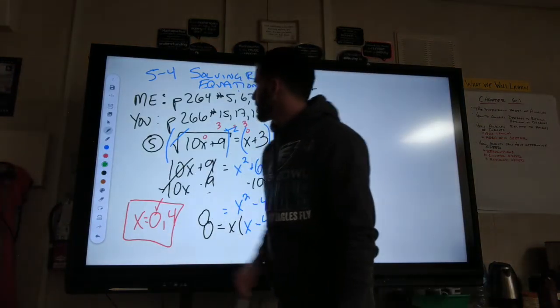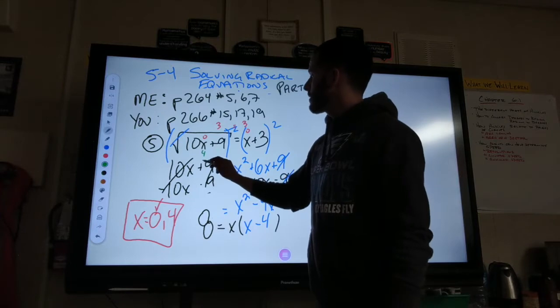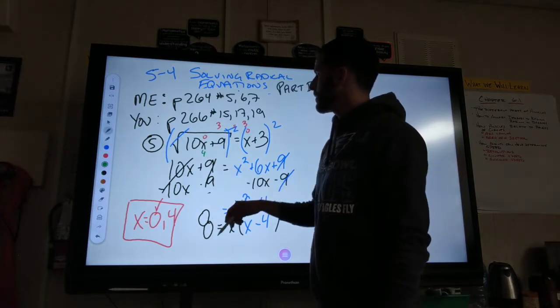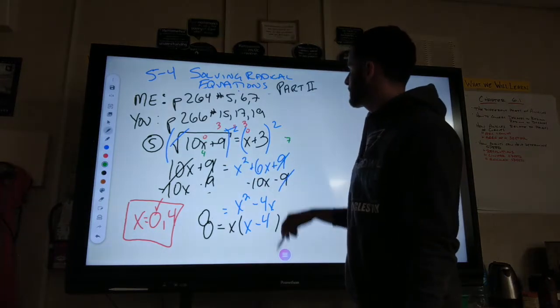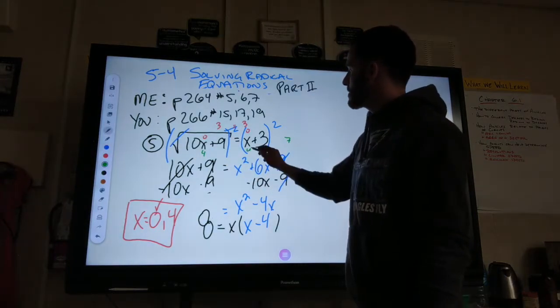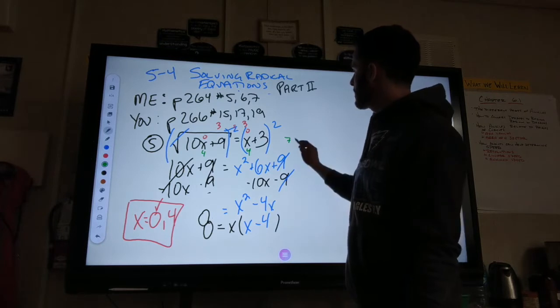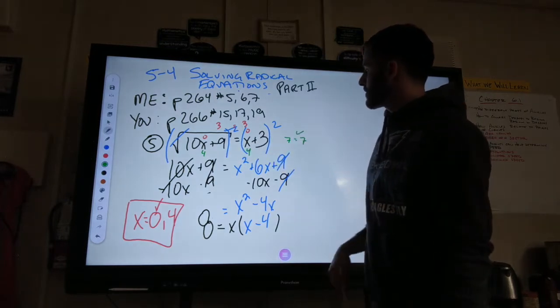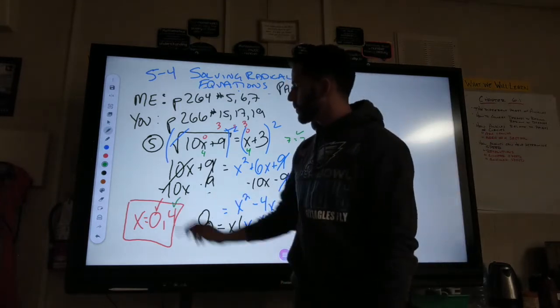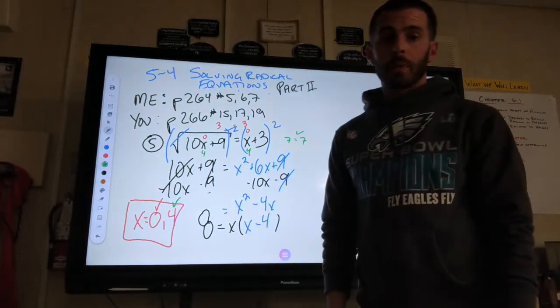Let's change the colors to green. 10 times 4 is 40. And 40 plus 9 is 49. The square root of 49 is 7. Plug in 4 for x. 4 plus 3 is 7, so the other side is 7. Remember, again, we're just looking at the black. 7 equals 7, which means 4 works as well, and these do turn out to be both my answers.